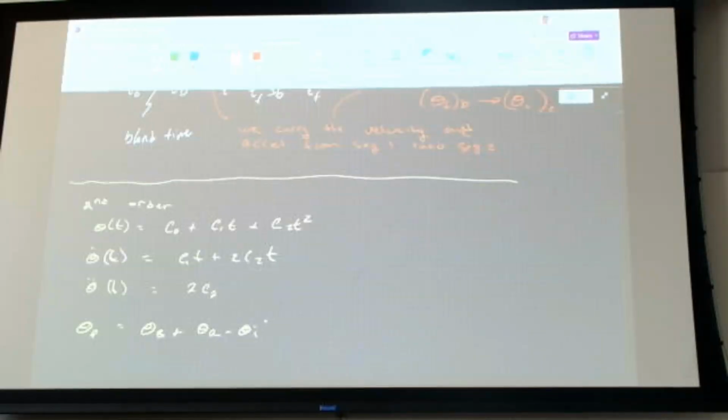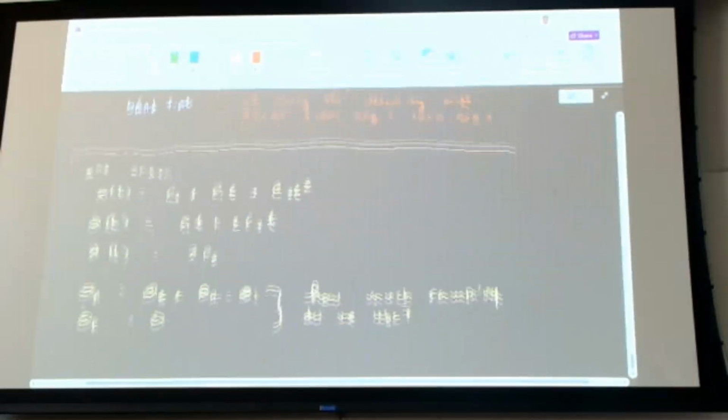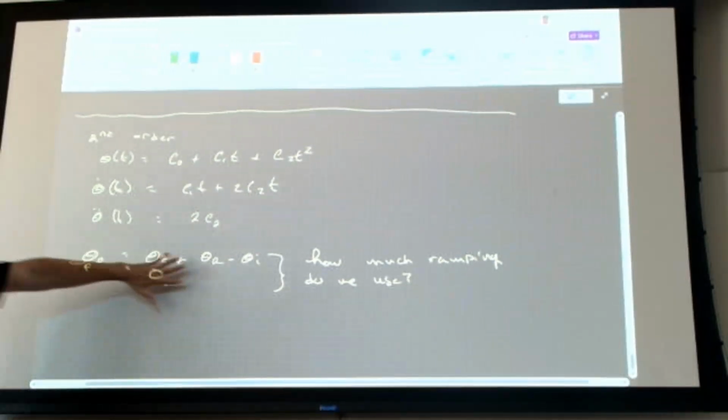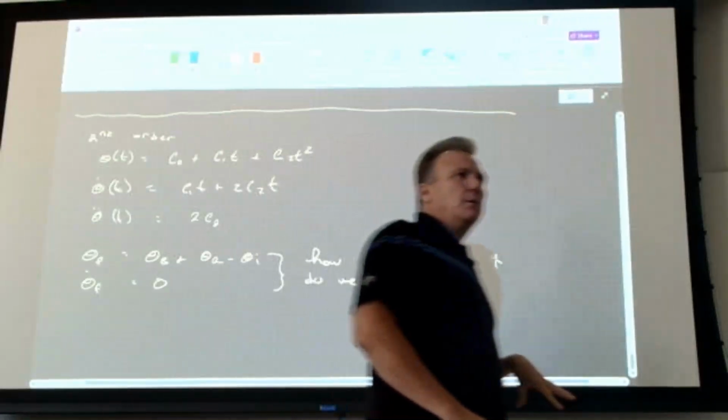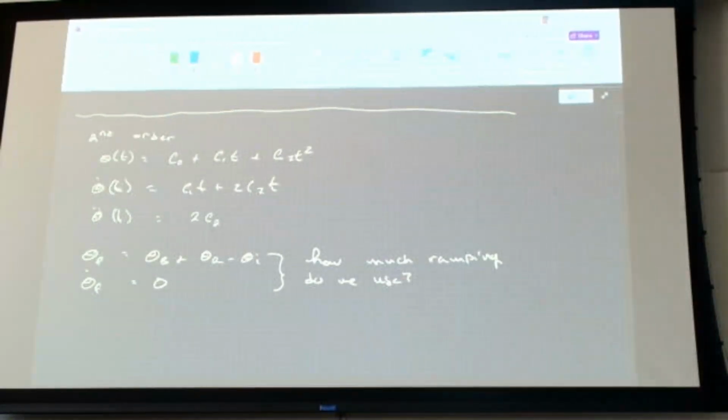So the question we have to ask ourselves is that theta dot final is going to be 0 at the end. At the end, we want it to stop. And so we have to ask ourselves this question for a second order system: how much ramping do we use? So if I have a second order, then how do I solve that? How do I answer that question? How do I determine how much ramping I use?